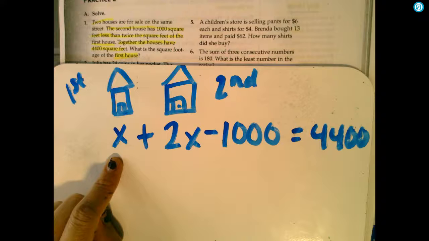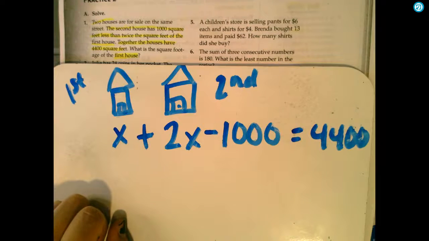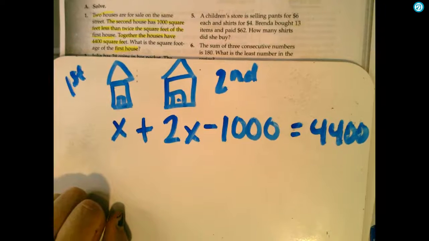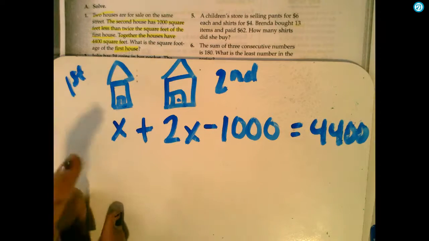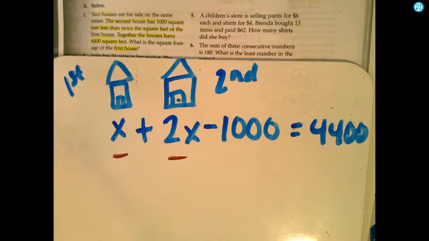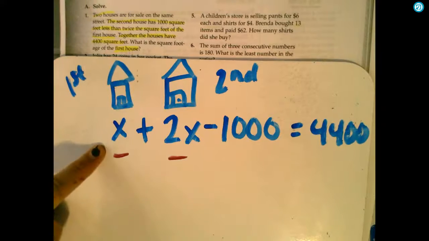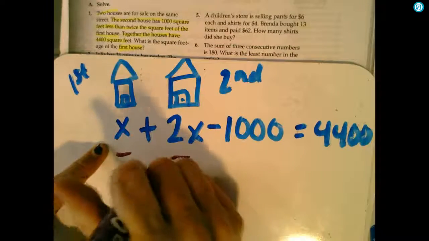Is there anything that I can combine on the left that I can simplify before we even start trying to get x by itself? Well, I've got an x plus 2x. These are like terms. I can combine them together. X is the same as 1x. So we're just adding x plus 2x together. That gives me 3x.